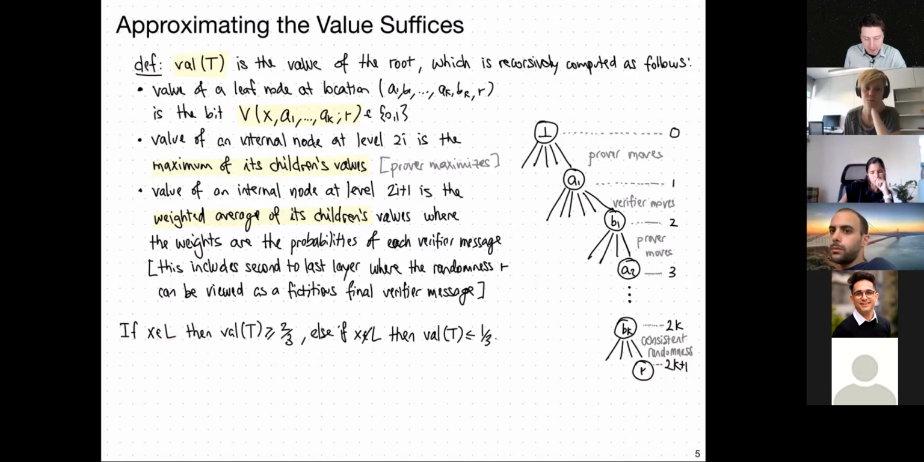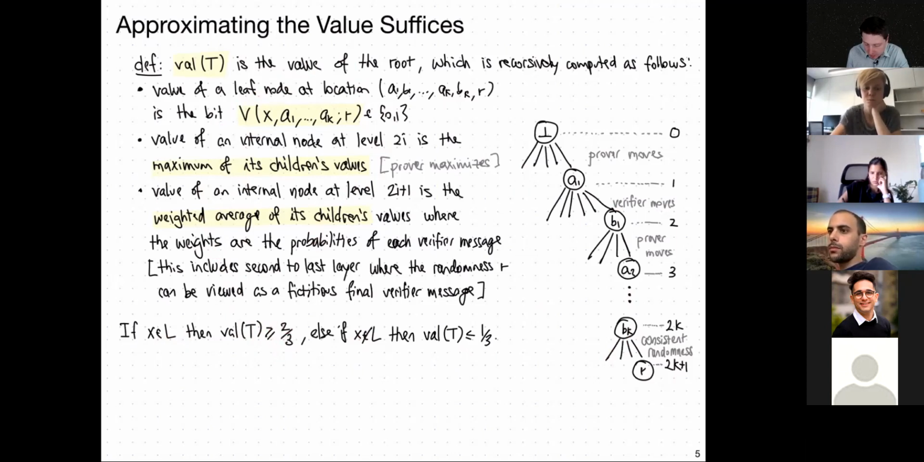And if X is in L, then the value is at least, let's say, 2/3, or maybe equals 1, because there exists a prover, the honest prover, that convinces the verifier with probability at least 2/3. So this way of assigning values will result in some values at least 2/3. Else, if X is not in L, then no prover can convince the verifier with more than 1/3 probability, so it means that the value of this tree is at most 1/3.